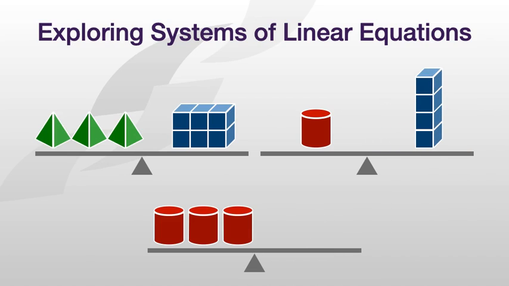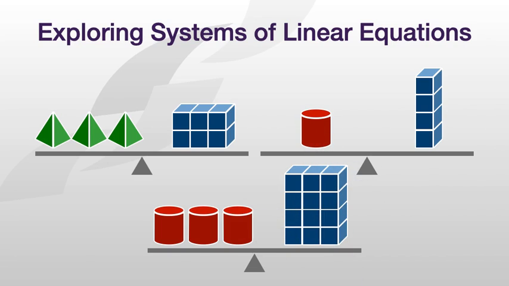Notice that the scale on the right now expresses a relationship between cylinders and cubes without any pesky pyramids in the way. If one cylinder is equivalent to 4 cubes, then 3 cylinders must be equivalent to 12 cubes. It takes 12 cubes to balance 3 cylinders. In the next problem, we'll connect this algebraic thinking to algebraic notation.